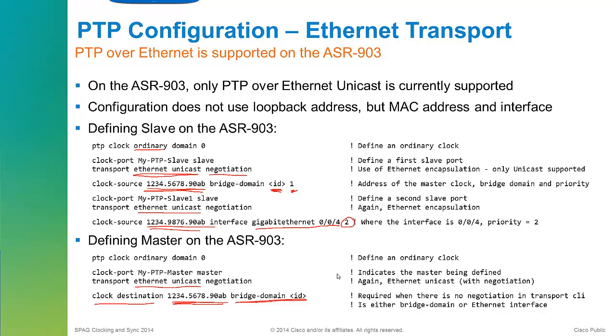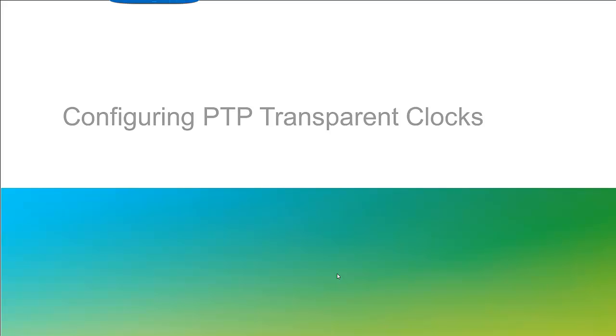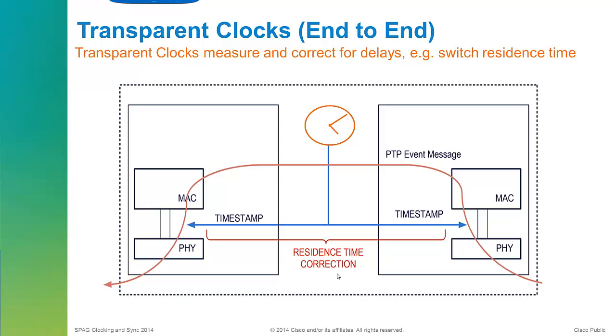So as I said, I won't go into too much detail for those, but I just sort of included them for people that want to play around with PTP over layer 2. It's not supported on the 24CX. So almost done. PTP transparent clocks. As I said, we support end-to-end transparent clocks on the 902, 903, 24CX, not supported on the 901.